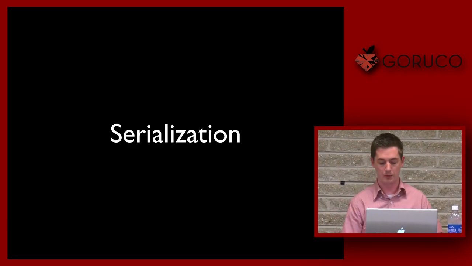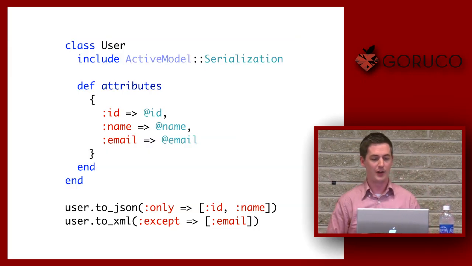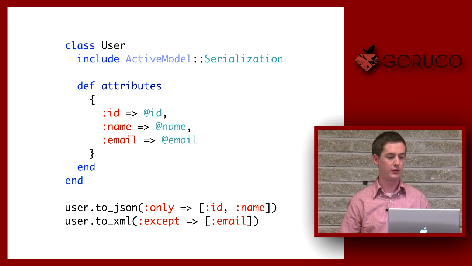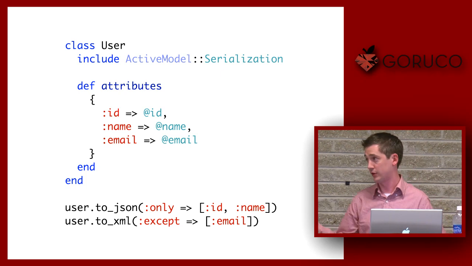It also provides helpers for serialization. You just include the module again, and then at that point you have to have an accessor for attributes, and then you can call to_json or to_xml and have all the standard stuff.